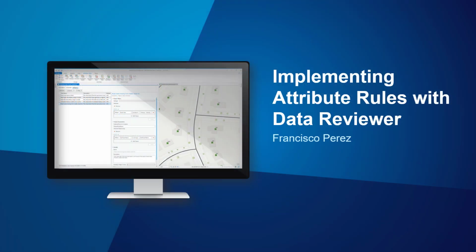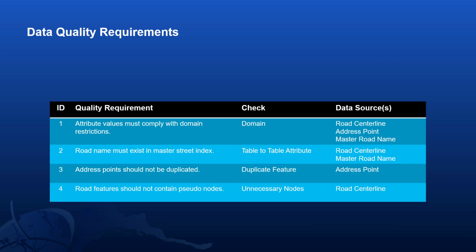In our first demonstration, Francisco will be assuming the role of a technical lead who is responsible for implementing data quality requirements using Reviewer's automated checks. He will be implementing a series of quality requirements that support place-finding operations, such as geocoding and routing. These include road features and address points, such as homes, buildings, and other places. A subset of these requirements are highlighted in the above table, along with the implementing Data Reviewer check and participating feature classes. Francisco?